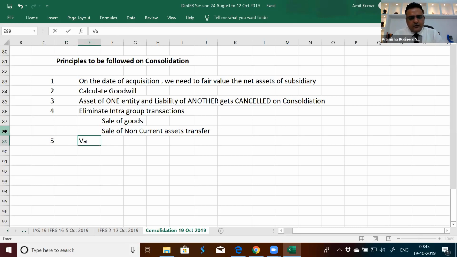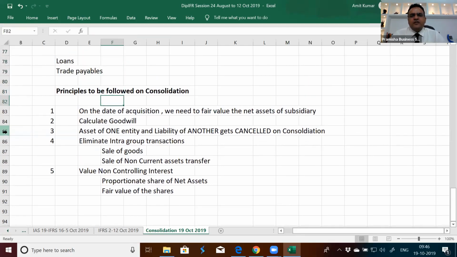We also need to value non-controlling interest if the investment is less than 100%. And we have a choice that we can value non-controlling interest on a proportionate basis, proportionate share of net assets, or on fair value of the shares.